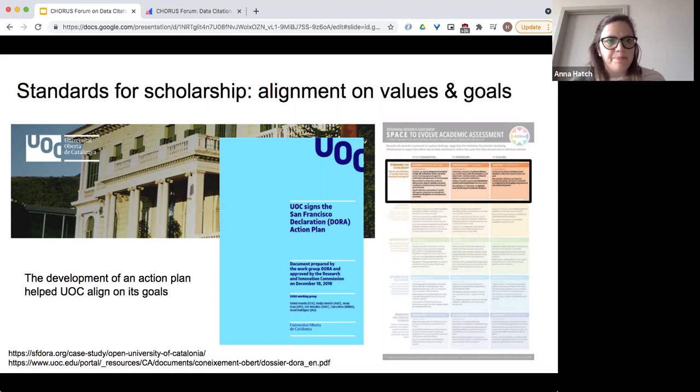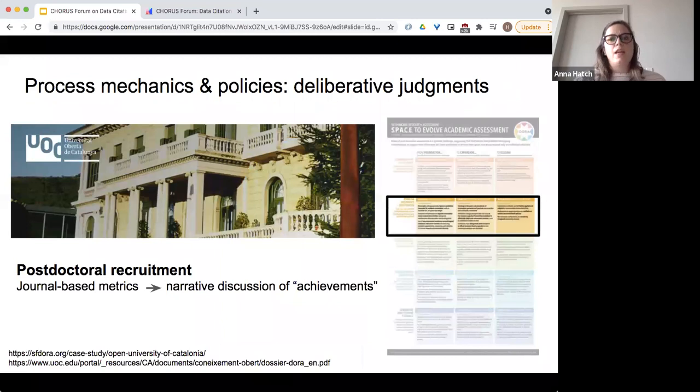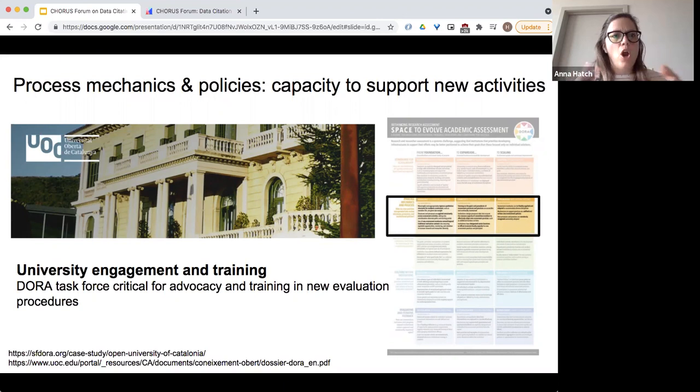And next slide, please. Moving from thinking about standards and shared values and goals to process mechanics, an example to highlight this is that UOC removed journal-based metrics from its postdoc applications and instead asked applicants to provide a narrative discussion of achievements that can include a range of academic outputs and impacts, including data usage and reuse.